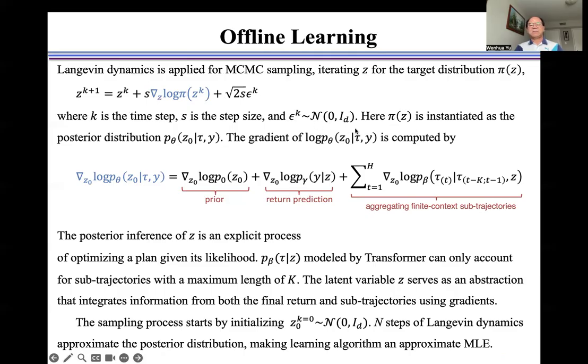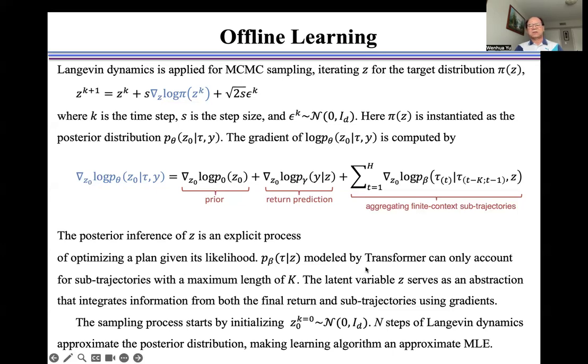Here, pi z is instantiated as a posterior distribution p theta. The gradient of log p theta is computed by using this formulation that consists of three terms, namely this prior, this return prediction, and this aggregating finite context sub-trajectories. The posterior inference of z is the explicit process of optimizing a plan given its likelihood.